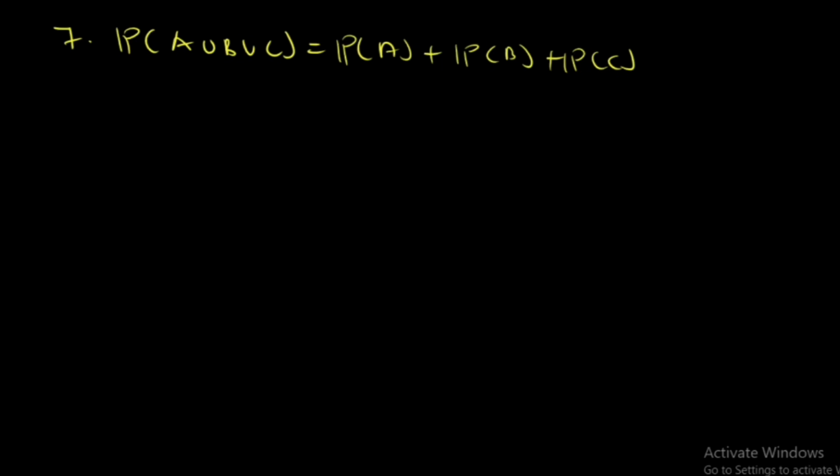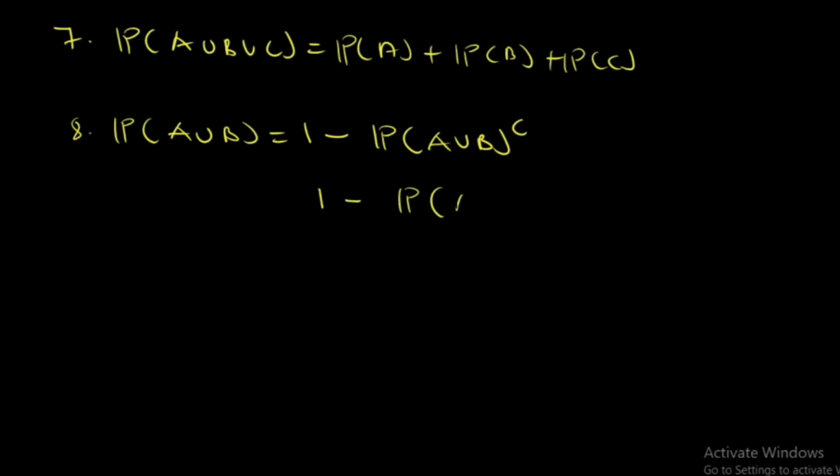Let's move on. When we are finding the probability of A or B occurring, we have another formula, which is 1 minus the probability of A or B not occurring, and we can express this as 1 minus the probability of A not occurring or B not occurring, and in that case we can still use this formula. Let's look at the ninth one.